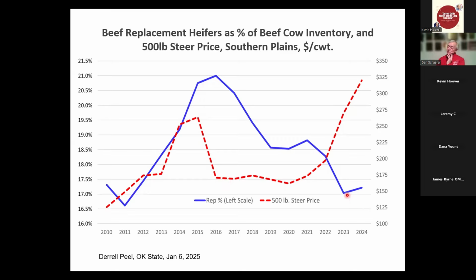Now in 2023, 2024, the replacement rate is very low. And while we have increased weaned calf prices in 23, 24, and certainly in 25, we don't expect these prices to drop as precipitously in the current cattle cycle as they did in the preceding one, because we're at a different point in terms of replacement heifer retention rate. We're at a low value now, whereas we were at a higher value in 2014.